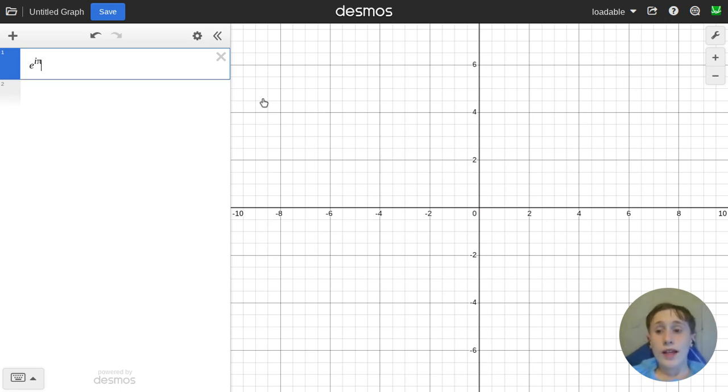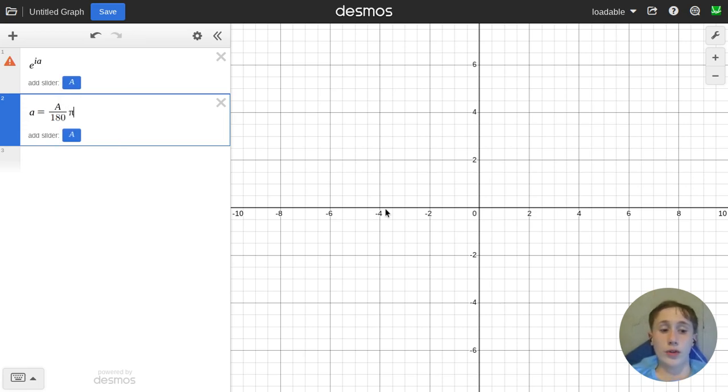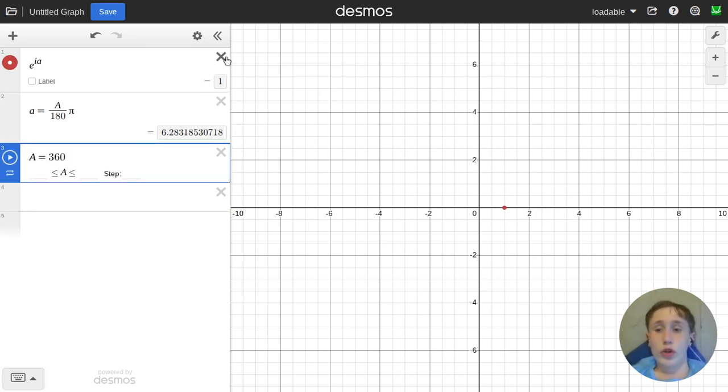So, e to the i times the angle, where the angle equals the true angle over 180 times pi, to convert degrees into radians, which are used in complex numbers like this. Let's say A is 360 degrees, it'll circle back to 1. If it's 270 degrees, it'll be down here. At 180 degrees, it'll be right here, because it's -1. And at 90 degrees, it'll be there. So that's Euler's identity, and it's used for complex numbers.